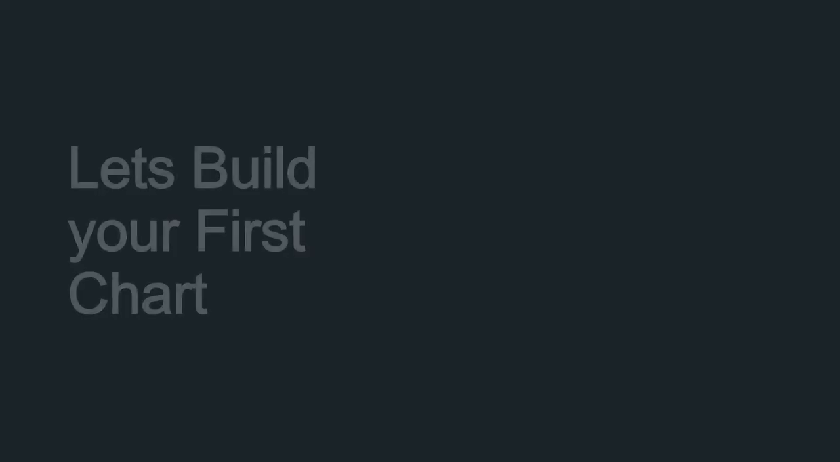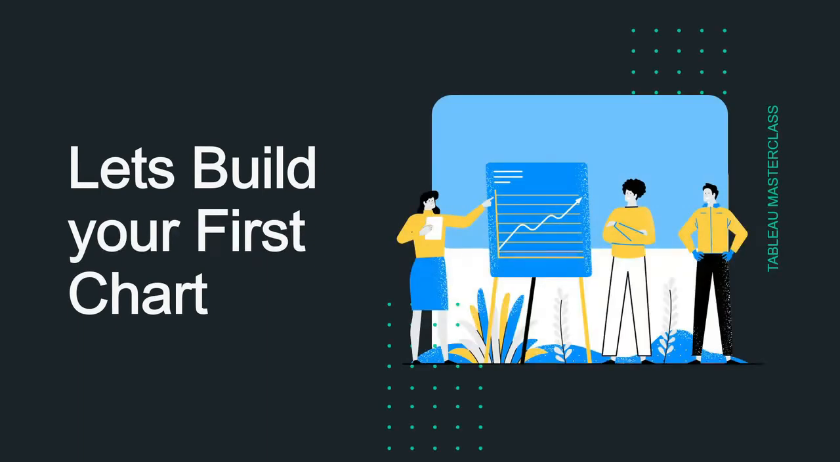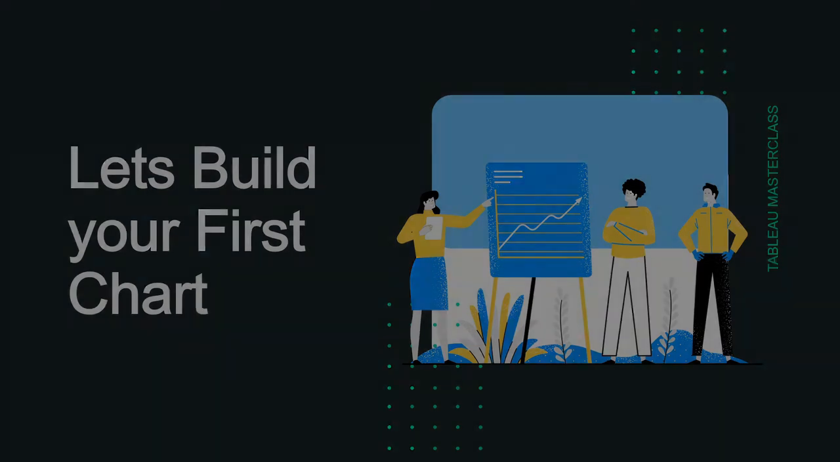Welcome to your next chapter. In this chapter, we'll apply what we have learned so far. Our objective is to build our first chart in Tableau. By now, you should be familiar with our dataset. It contains CO2 emission data of various countries in the world. Let's see how we will build this first chart.